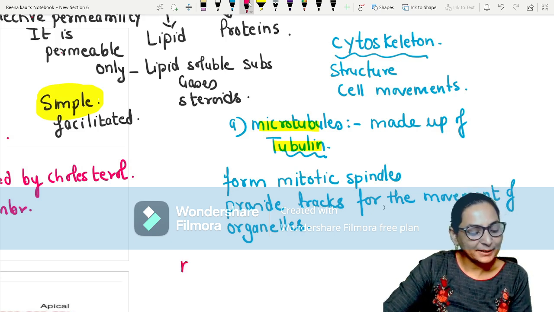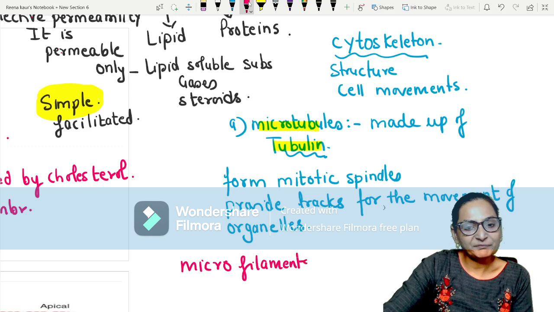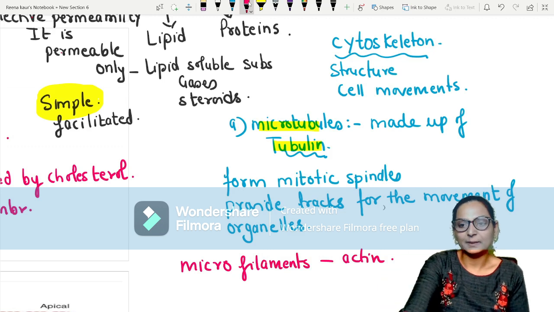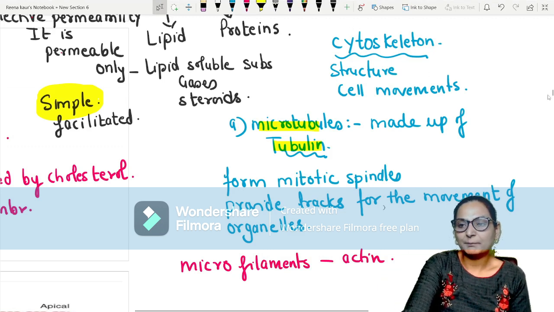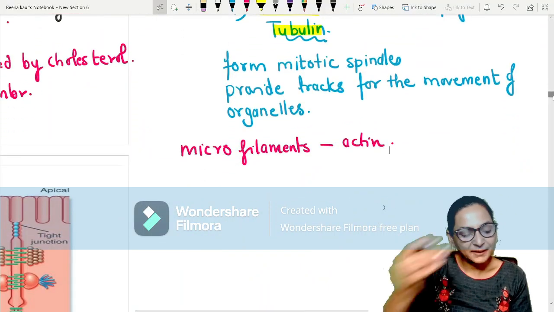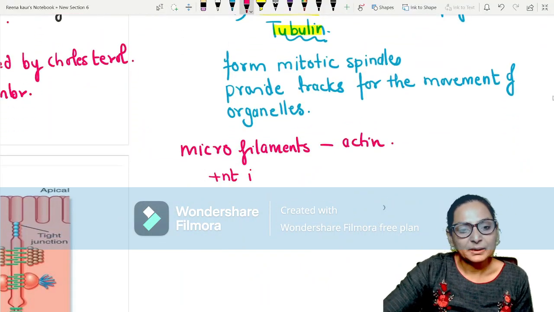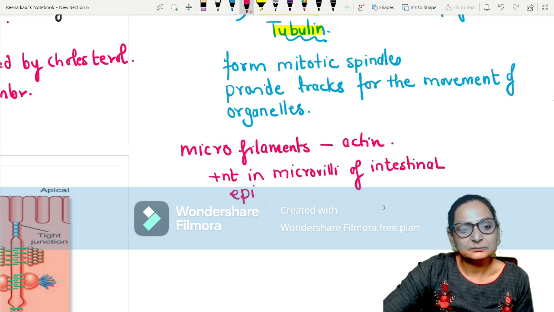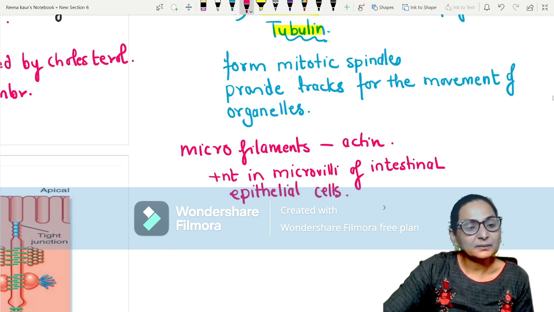Then second are the microfilaments, which are made up of actin. And they are present in the microvilli of intestinal epithelial cells. Then the third are called the intermediate filaments.